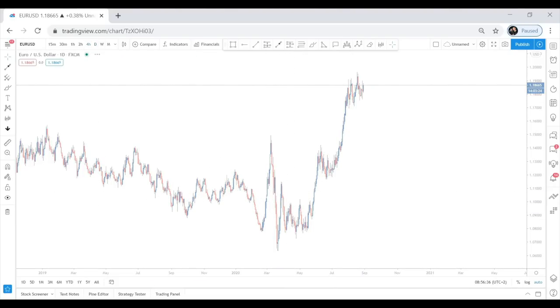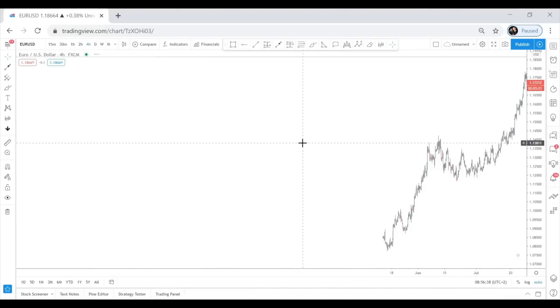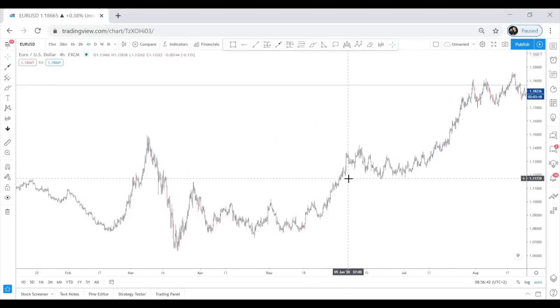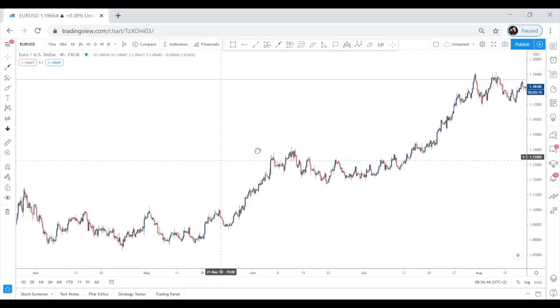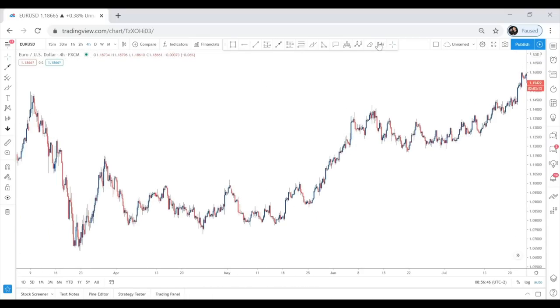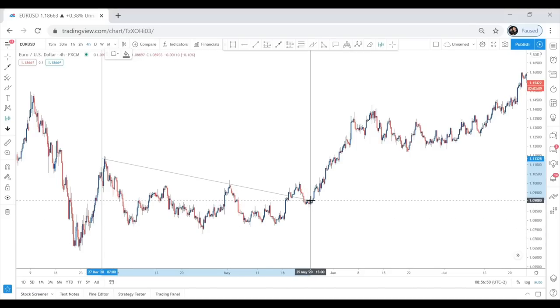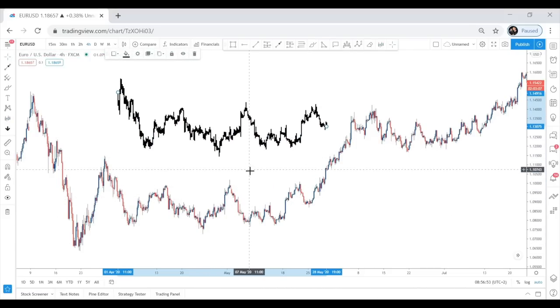Let's just go to a 4-hour time frame. As we drop it to a bit lower time frame, I want you guys to see something or spot something. So we actually have a bit of price right here, right? Remember I said you've got to be able to read in between the lines of what's presented by the charts.